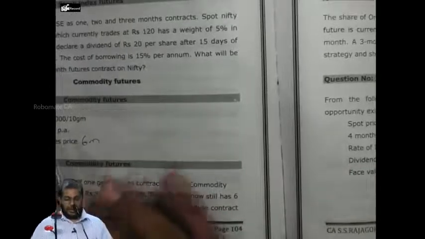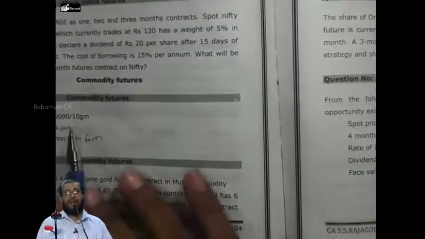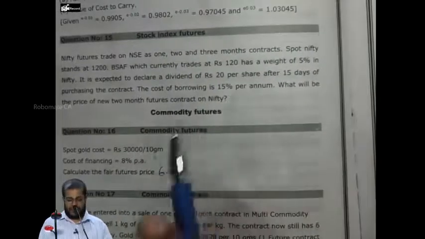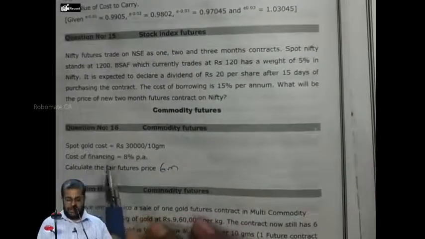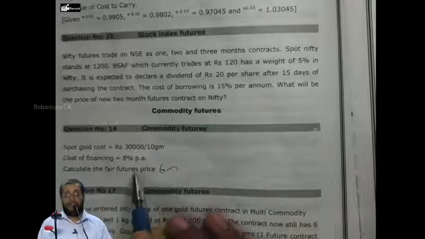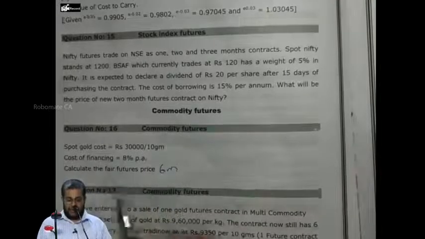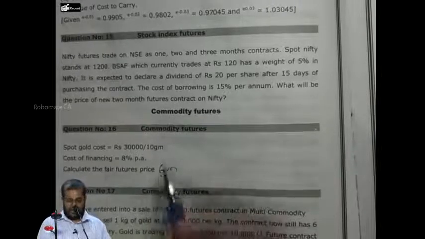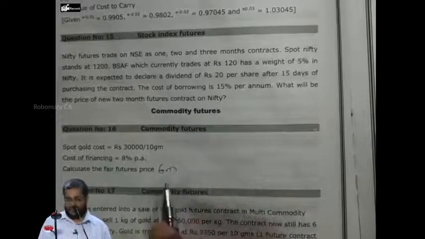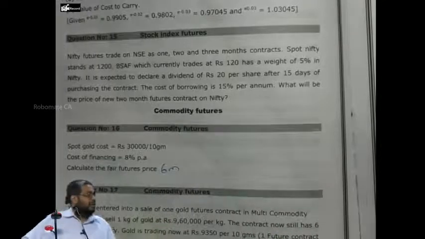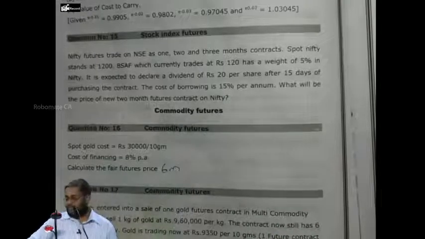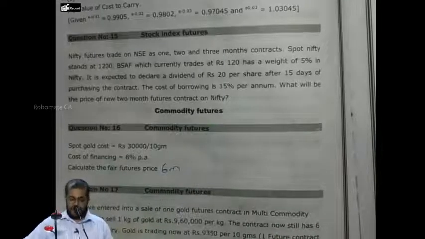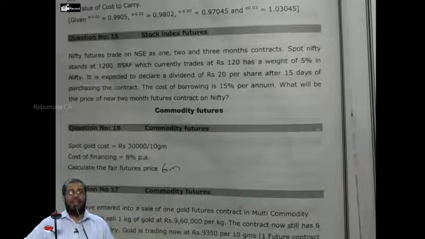Spot gold costs rupees 30,000 per 10 grams. Cost of financing 8% per annum. Calculate the fair futures price for 6 months. They have not given the number of months in the question, so let's take it as 6 months. Don't talk, please. Calculate the fair futures price for 6 months.